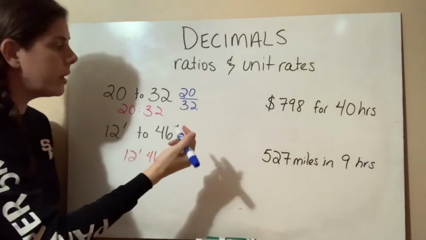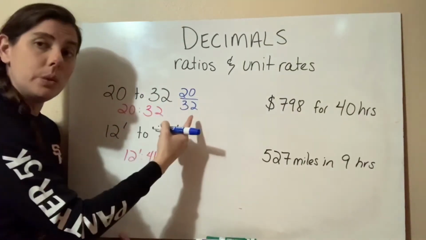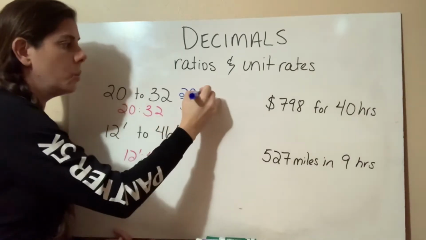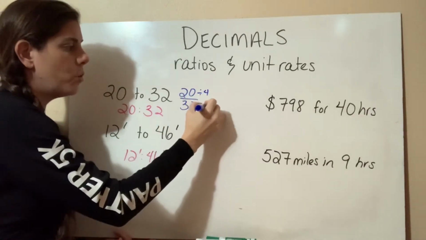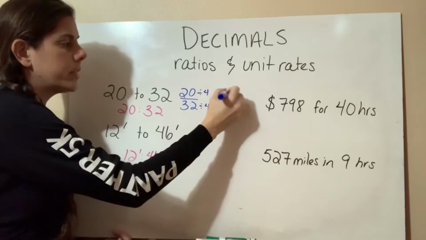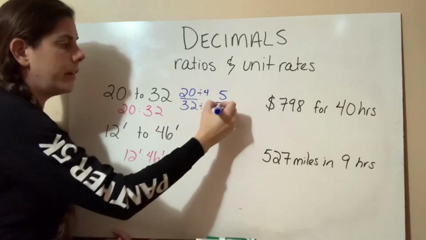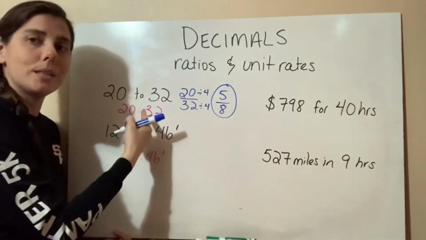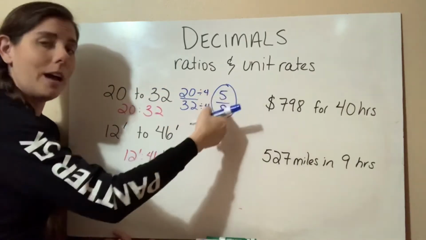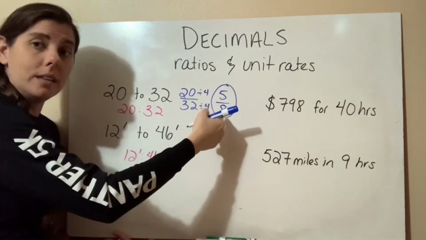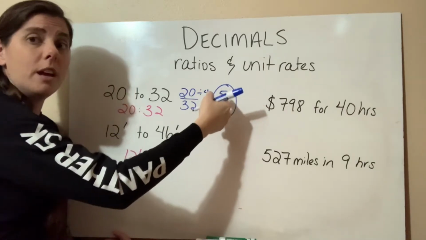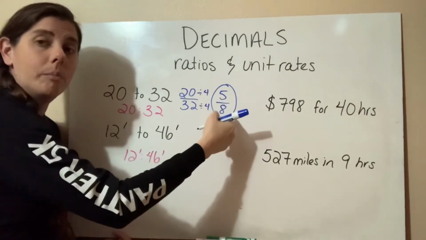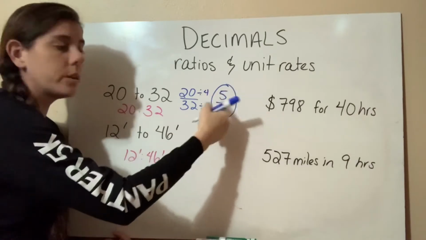And when we have 20 over 32, can we reduce that? Yes, we can. We can divide both of those by 4. 20 divided by 4 is going to give you 5. 32 divided by 4 is going to give you 8. So our fraction that represents this ratio is 5/8 or 5 to 8. So we could, in the real world, say for every 5 oranges, there were 8 apples.